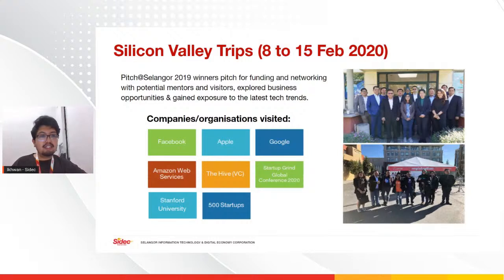This is the Silicon Valley trip for the startups that have won our program, or that have pitched before. We bring them to Silicon Valley, which is located in San Francisco, USA. Why do we bring them to Silicon Valley? Because Silicon Valley is the hub of technology and digital marketing. Basically, if you know Elon Musk and many other big companies, all of them are based in Silicon Valley. So we bring them in order to learn from many mentors, and maybe to find some investors there.